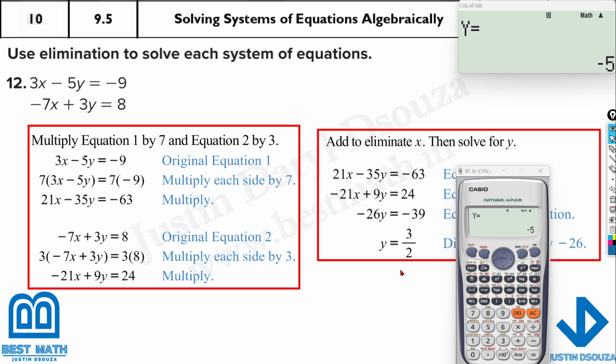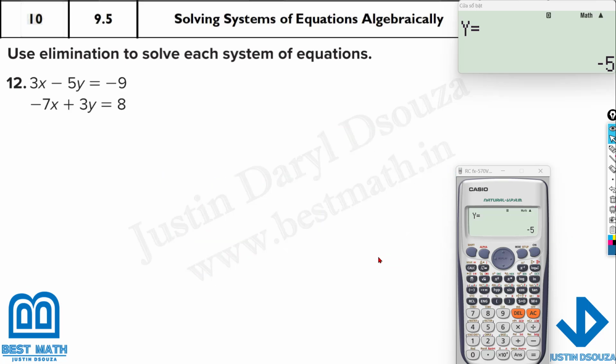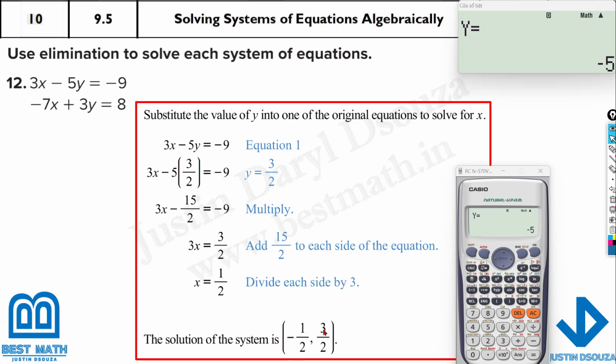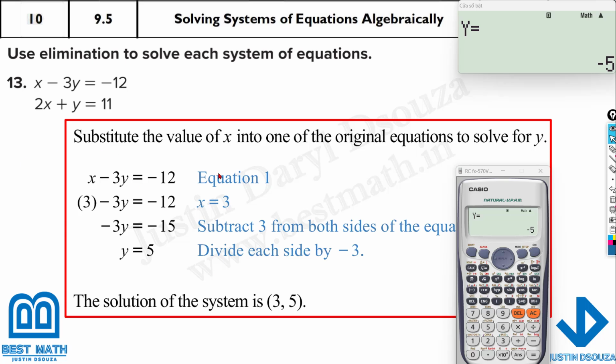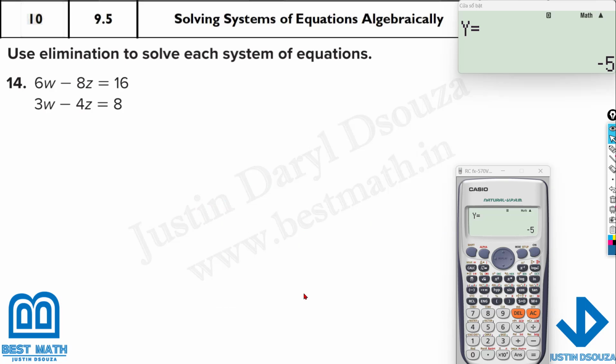And over here, these are the answers. It is negative half and 3 by 2. And over here as well, we have answers of 3 and 5. Please do them by yourselves and then check the answers. It's very simple in the calculator.